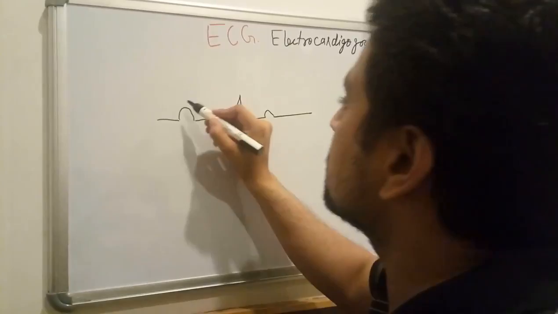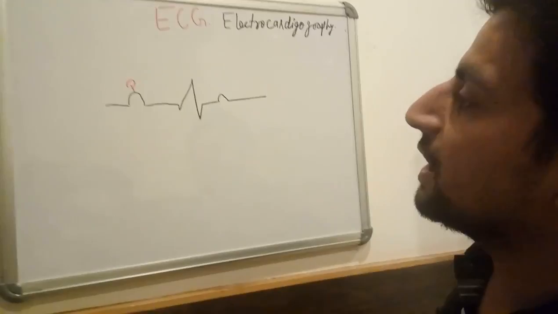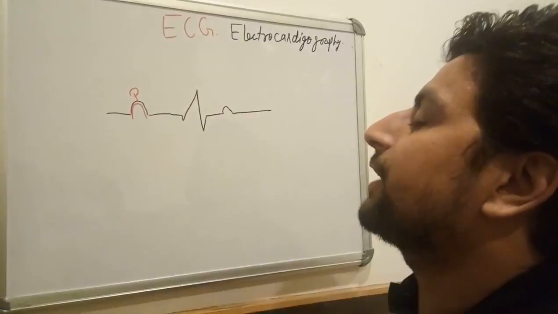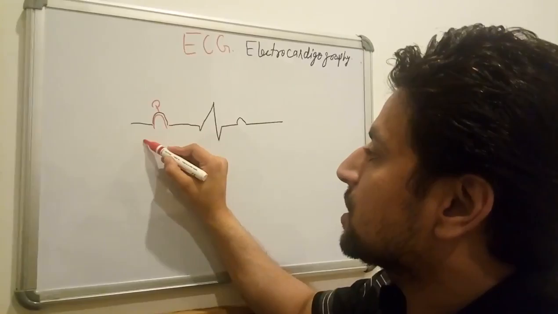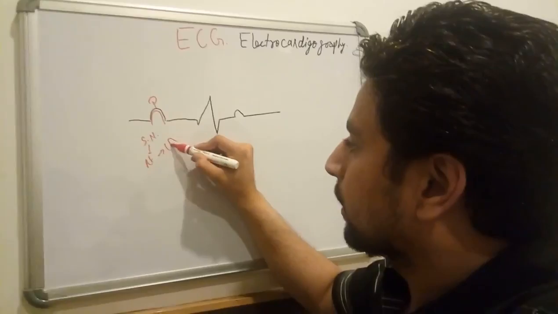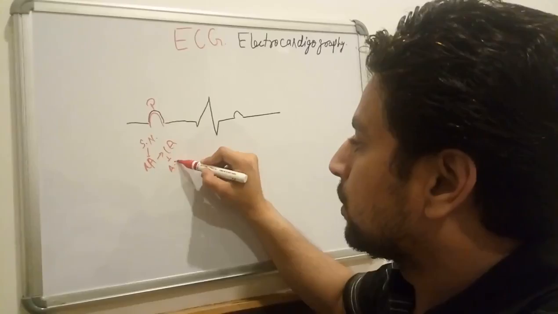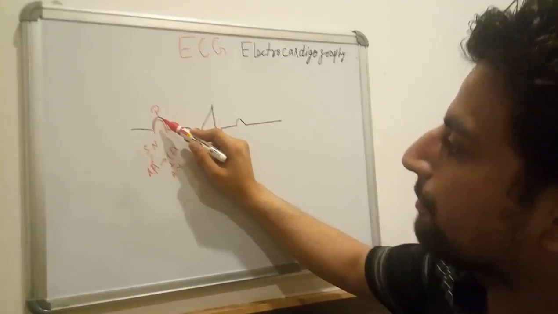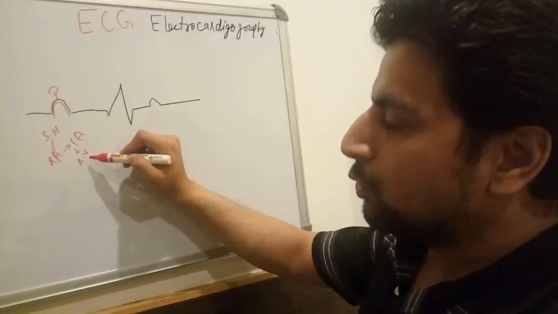This is P. I am representing it with another color, so it's going to be easier for you to understand. P develops from this half from the right atrium, this half from the left atrium. When the right atrium and left atrium contract, firstly the sinus node acts on the right atrium, then on the left atrium, then it gives a signal to the AV node. In this process, the right half of P is by the right atrium, the left half of P is by the left atrium, and then conduction goes to the AV node.